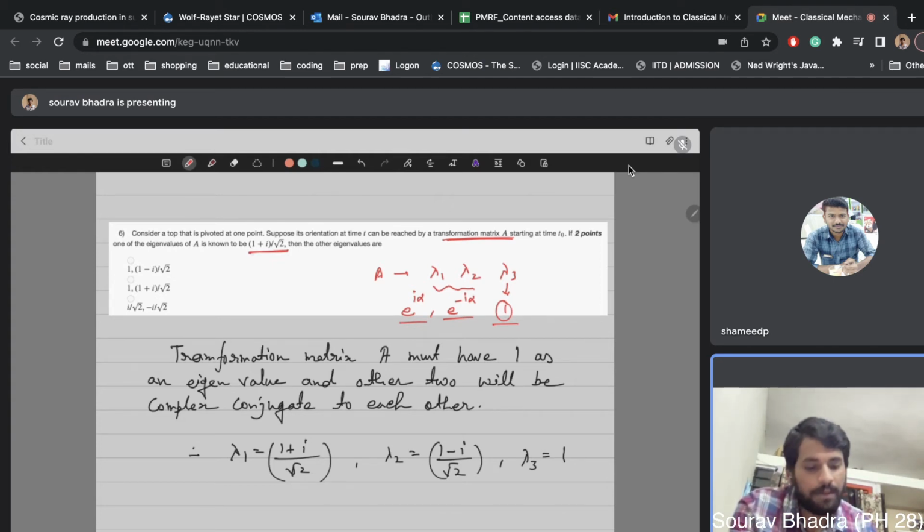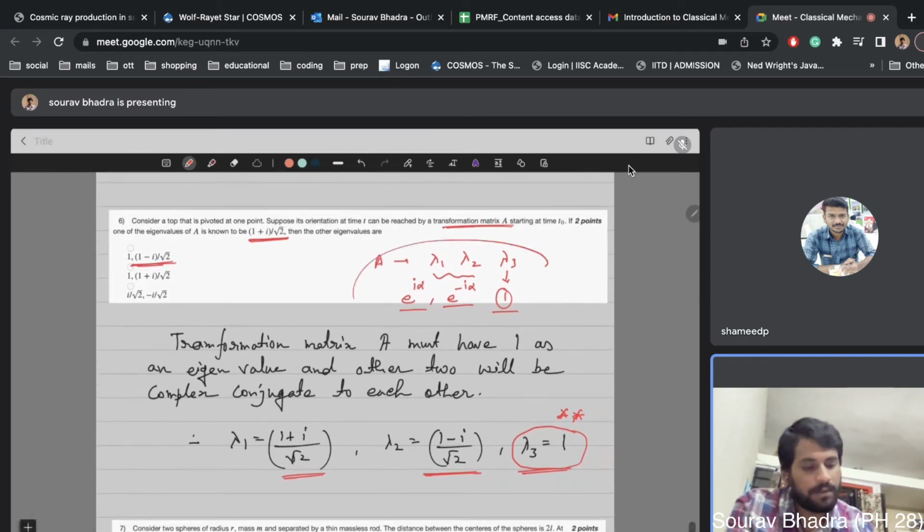Now (1+i)/root 2 is given, so one complex value is given, then the other will be just its complex conjugate, that is (1-i)/root 2, and the other one must be 1. This is important: one eigenvalue of the 3 must be 1. So your answer will be (1-i)/root 2 and 1. This is a simple thing I have just included to tell you the condition, that one will be 1 and the other two will be complex conjugates of each other.